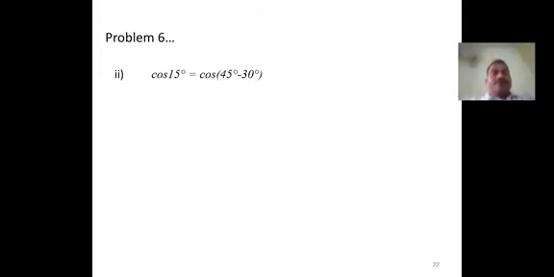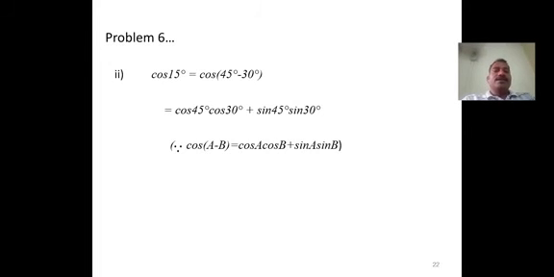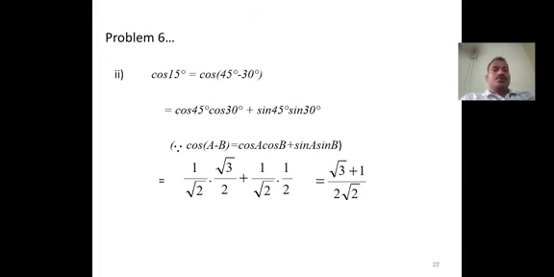Therefore, if you apply the formula cos A cos B plus sin A sin B, cos 45 cos 30 plus sin 45 sin 30, that is cos 45 is 1 by root 2, cos 30 is root 3 by 2, sin 45 is 1 by root 2, sin 30 is 1 by 2. If you replace all these values, then we can get it as root 3 plus 1 by 2 root 2.